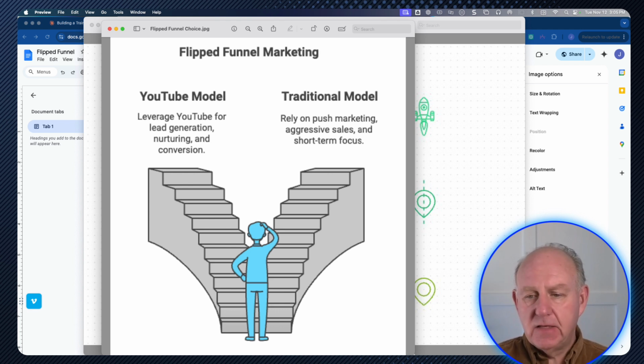And again, these are different models. They both work, but if you're going to be in the training business and you want to help people, being able to provide that transformation, I think this whole space of YouTube and nurturing people is the way to go.